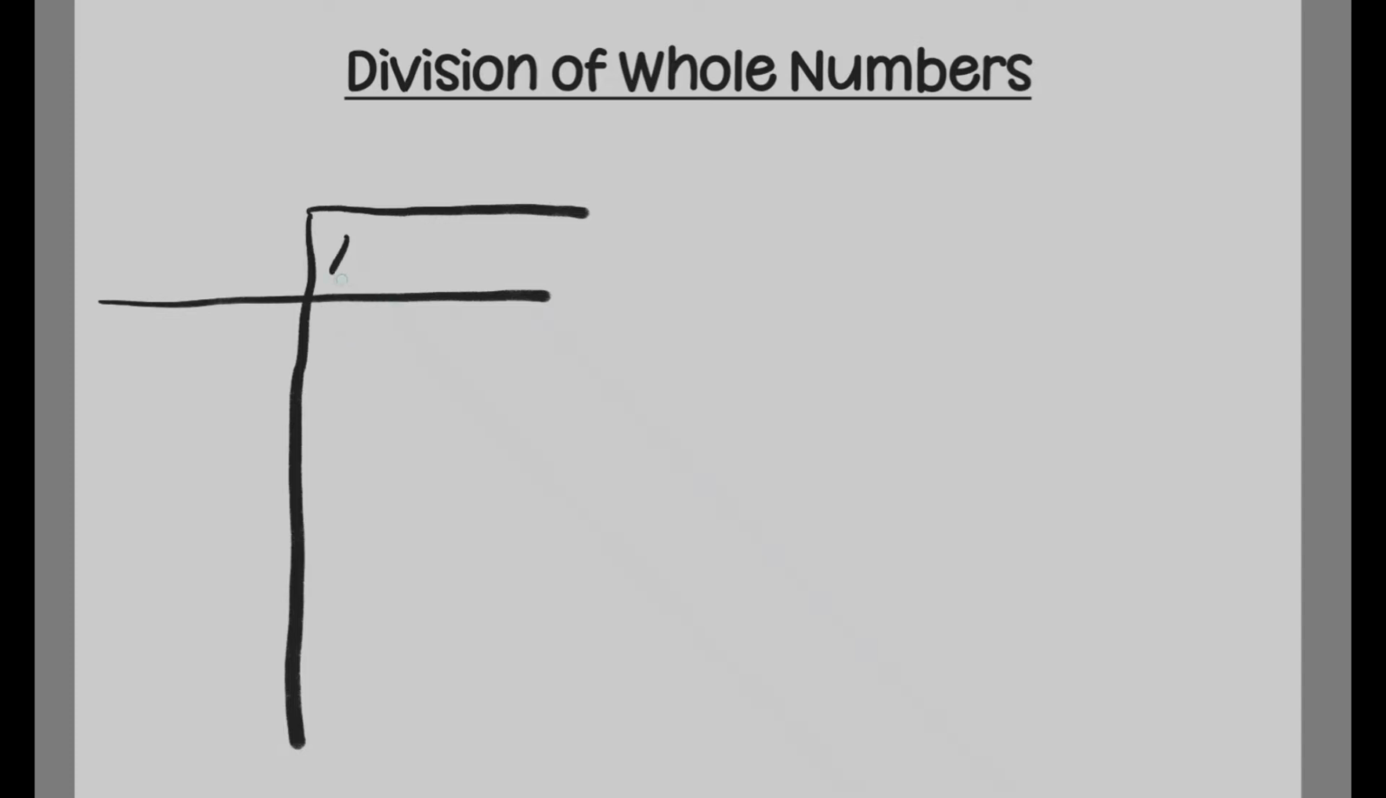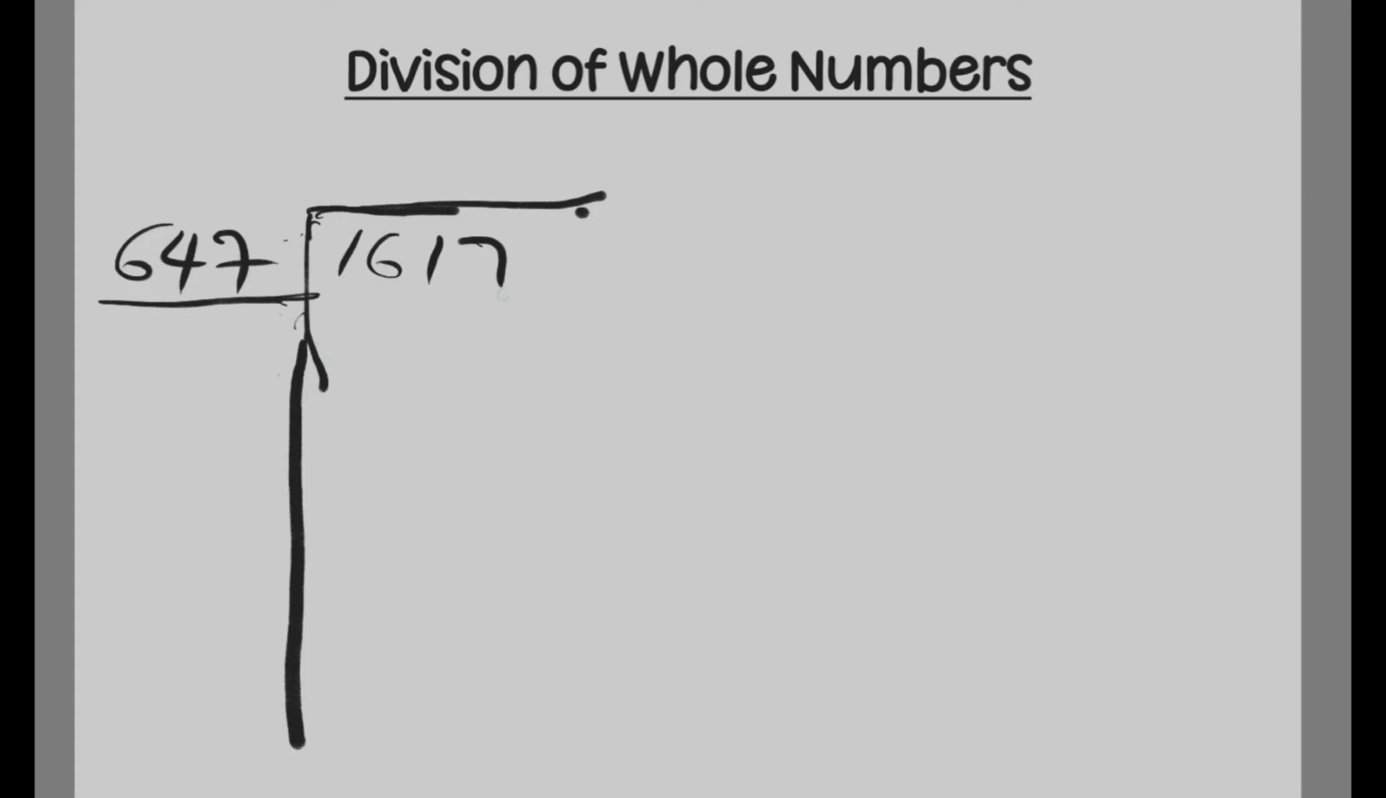Draw the line like so, and then write your 16177, and then write your 647 here. So what are we going to do? Let me take this line off really. 16177. So what I'm going to do is look for a number that if we multiply is going to be equal or very close to these 4 numbers right here. Okay, so I'm looking for a number that's close to 1617.